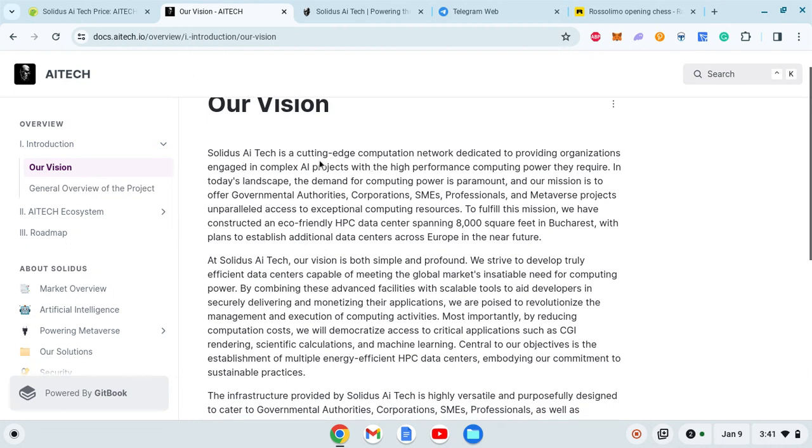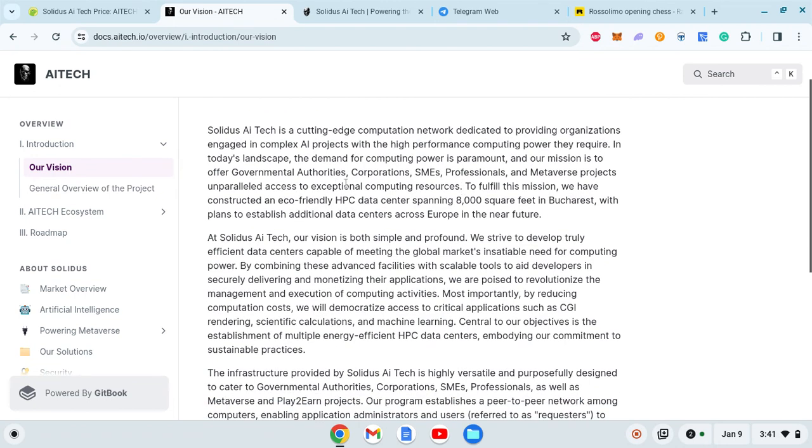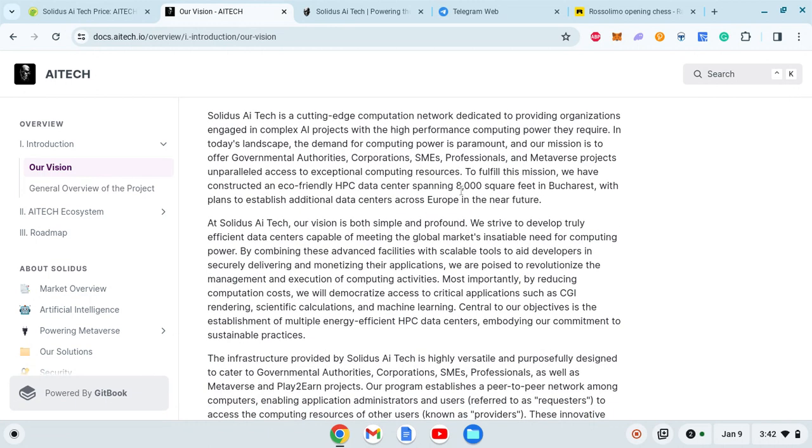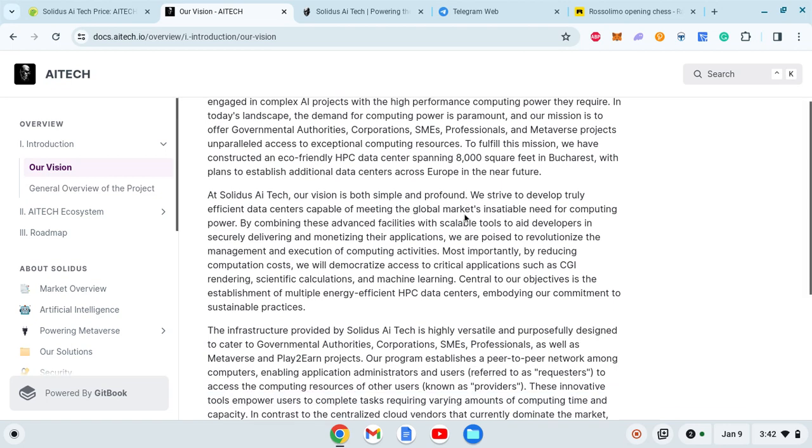Solidus AI Tech is a cutting-edge computational network dedicated to providing organizations engaged in complex AI projects with the high-performance computing power they require. In today's landscape, the demand for computing power is paramount, and our mission is to offer government authorities, corporations, SMEs, professionals, and metaverse projects unparalleled access to exceptional computing resources. To fulfill this mission, we have constructed an eco-friendly HPC data center spanning over 8,000 square feet in Bucharest, with plans to establish additional data centers across Europe in the near future.